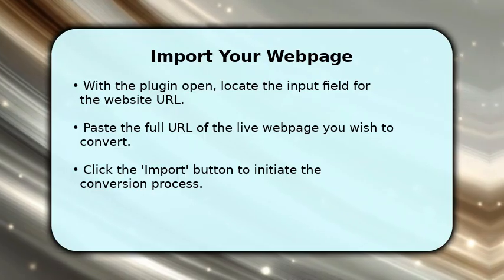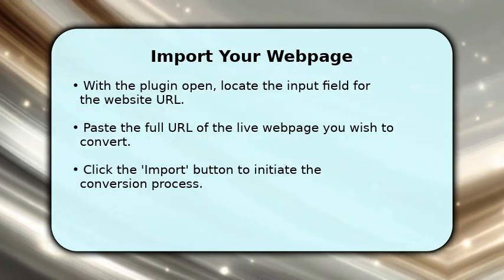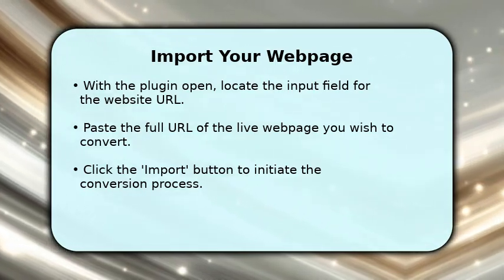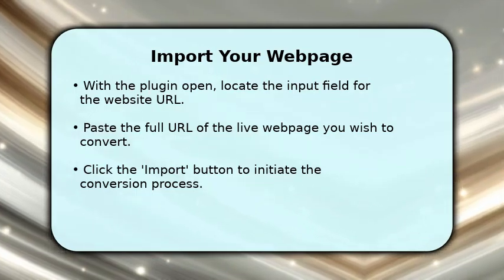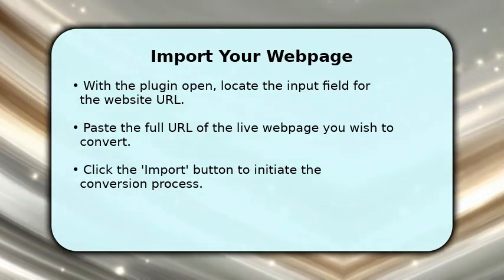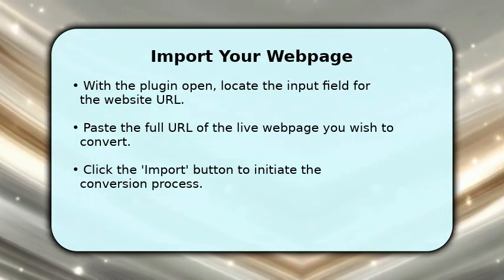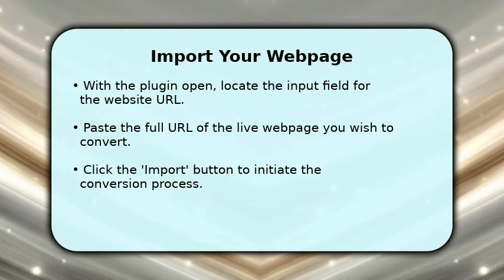Now that the HTML 2 design plugin is open, the next step is to import your desired web page. Find the input field within the plugin interface, which is clearly labeled for a URL. Simply paste the complete web address of the live page you want to convert into this field. After pasting, click the Import button. The plugin will then work its magic, analyzing the web page structure and styles to create a fully editable Figma design on your canvas in just a few moments.